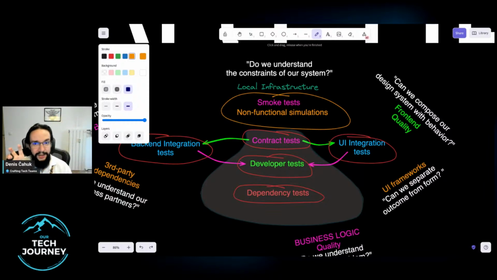from the framework. So the UI integration tests help you answer two questions. Can we compose our design system with behavior? And the question of, can we separate outcome from the form of what it is, the form of the component, right? So the component might say, oh, React needs me to create a function that has hooks. Can I separate what it is I'm building from that contract, right? So that the underlying business logic, if there is any on the front end, doesn't have to deeply understand the architectural premise of React, for example.